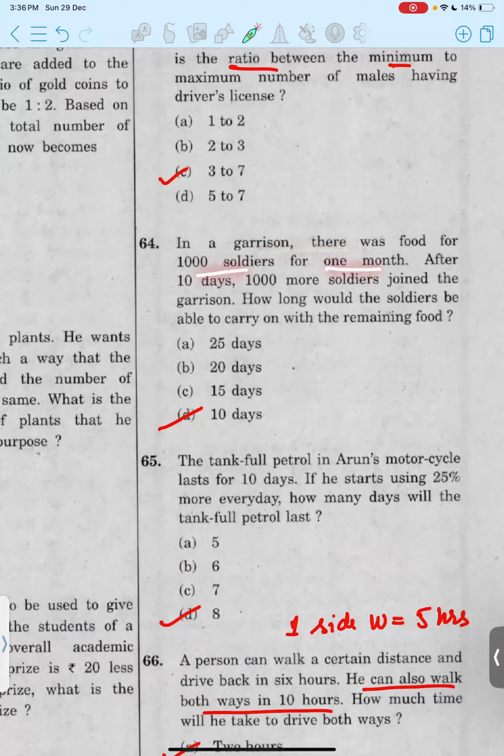Now for 64, we see that in a garrison there was food for 1,000 soldiers for 1 month. So for 1 month we'll take it to be 30 days. Normally it is taken to be 30 instead of 31. Then after 10 days 1,000 more soldiers joined the garrison. And how long would the soldiers be able to carry on with the remaining food?